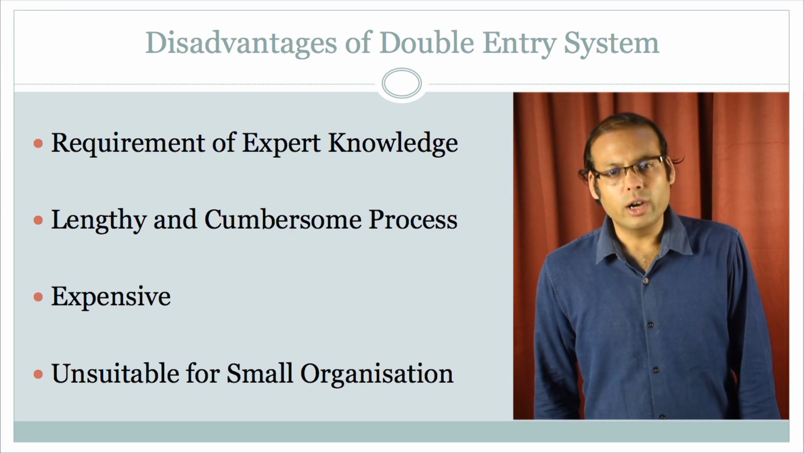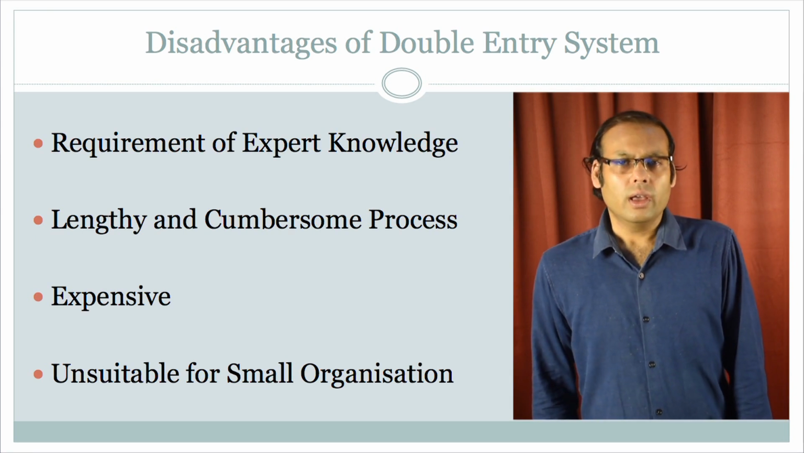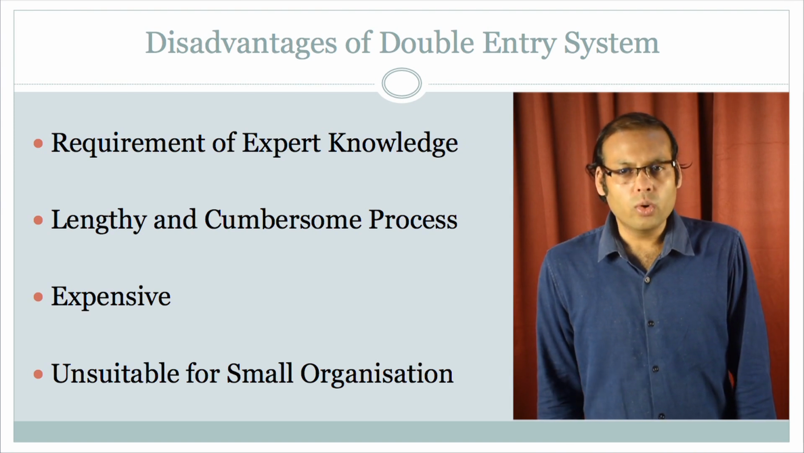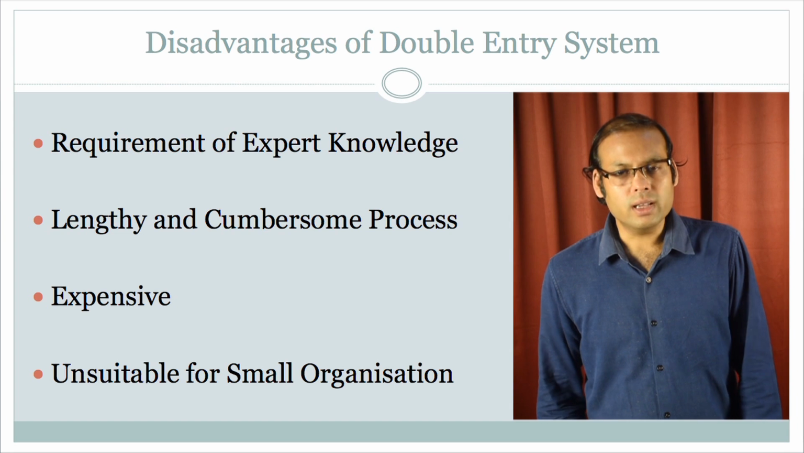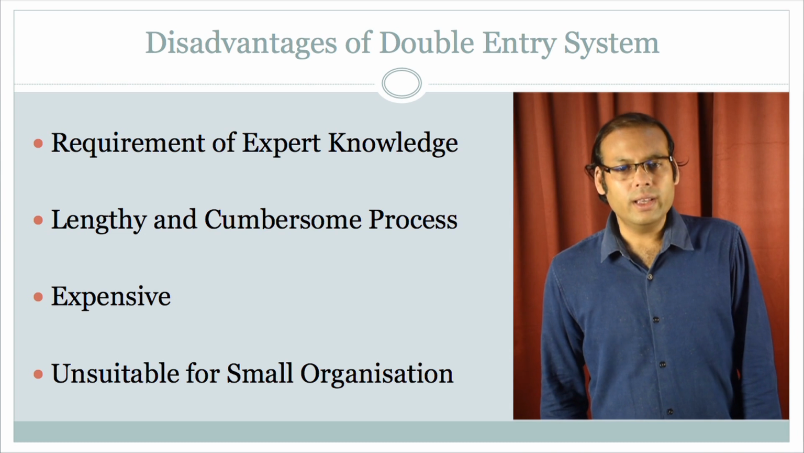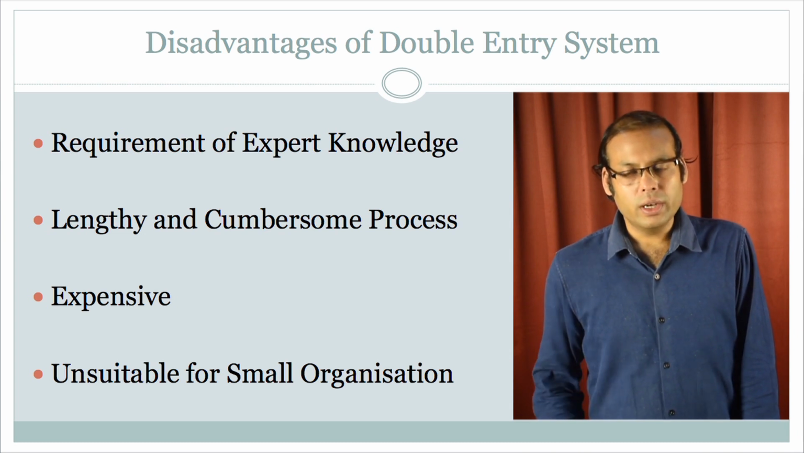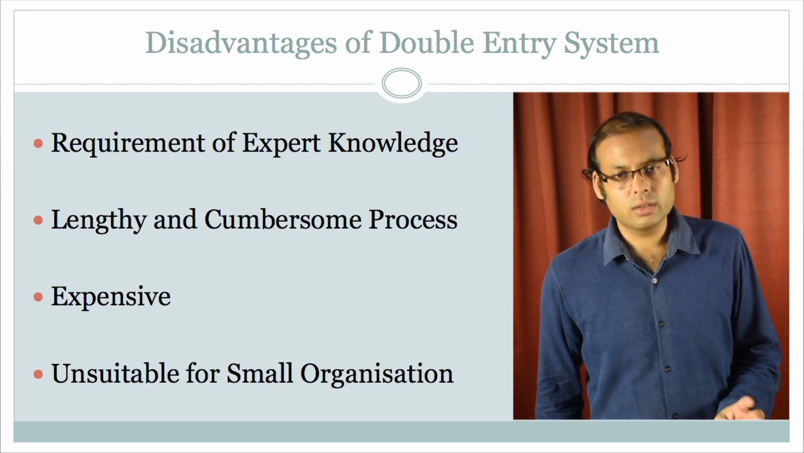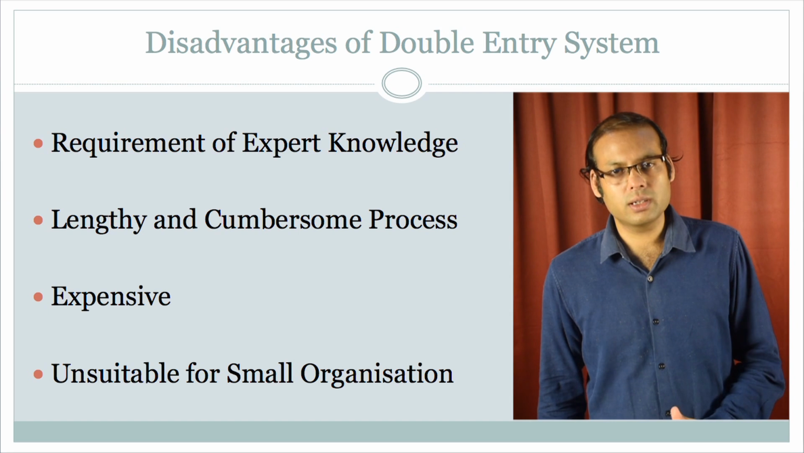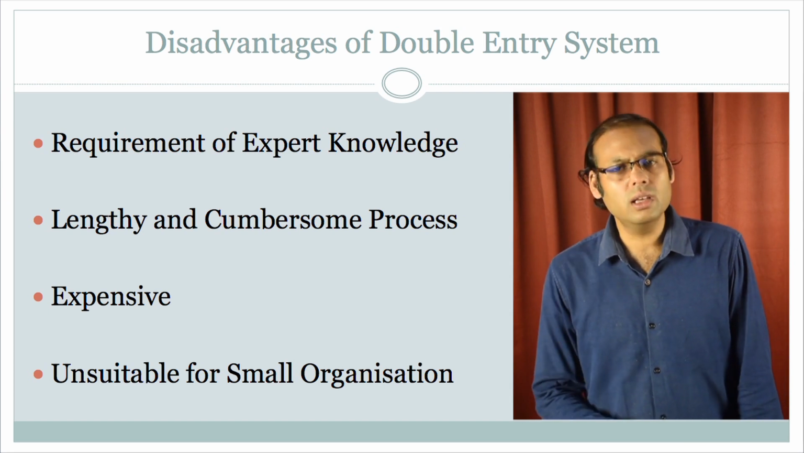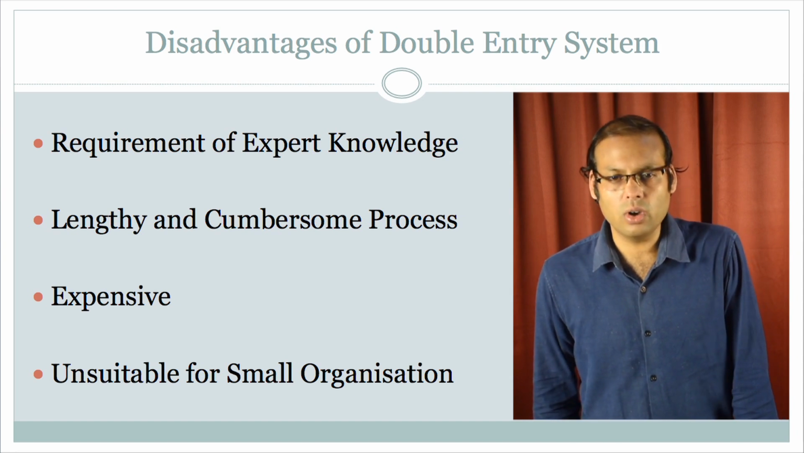However, there are certain disadvantages also. Number one, requirement of expert knowledge: for recording the transactions under the double entry system of bookkeeping, we must know the various aspects of this particular system. Then it is lengthy and cumbersome. In this process, we first record a particular transaction in the journal book, then we post it from the journal to another set of books, that is the ledger book. Then we prepare trial balance, then final accounts. So it is a quite lengthy process and needs expert knowledge.